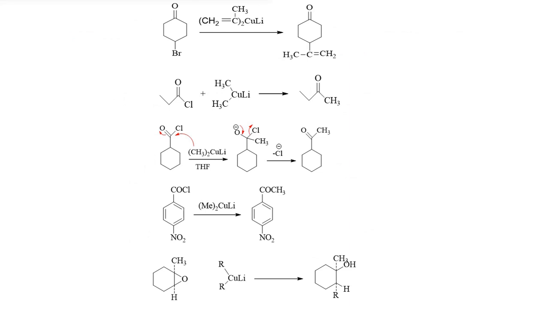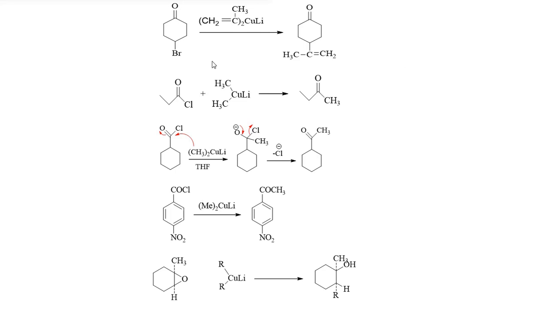See, one of the important characteristics of other organometallic reagents such as Grignard's reagent and organolithium compounds is their 1,2 addition with the carbonyl group. But Gilman's reagent does not give 1,2 addition with the carbonyl group. It doesn't react with the carbonyl group.